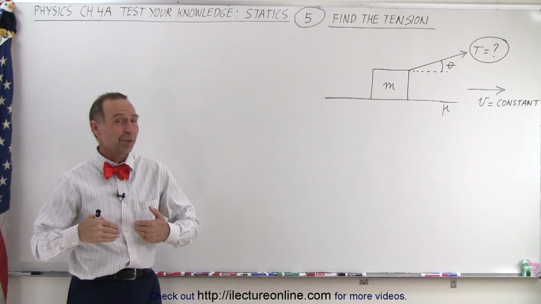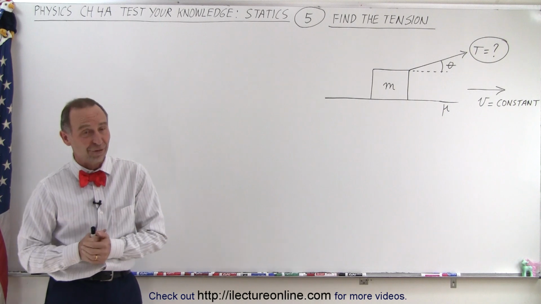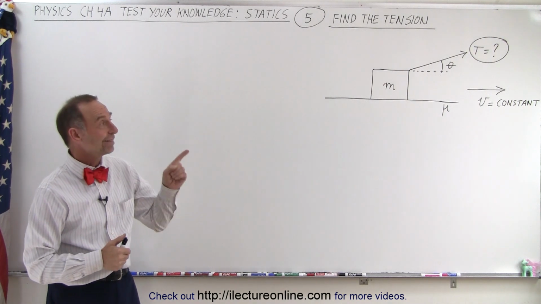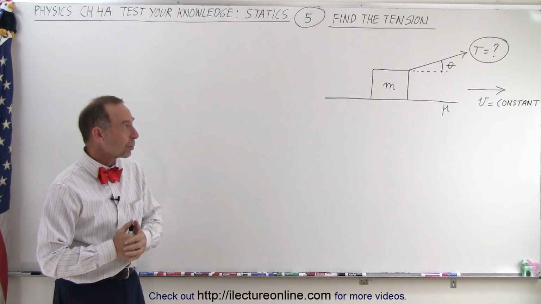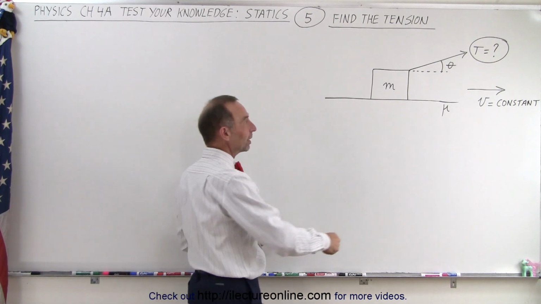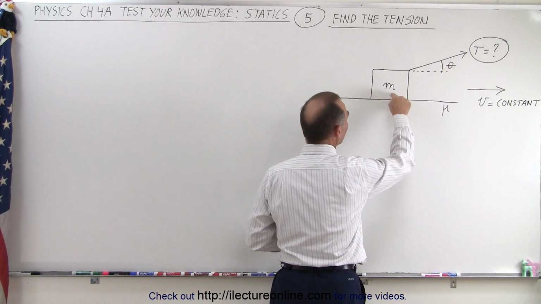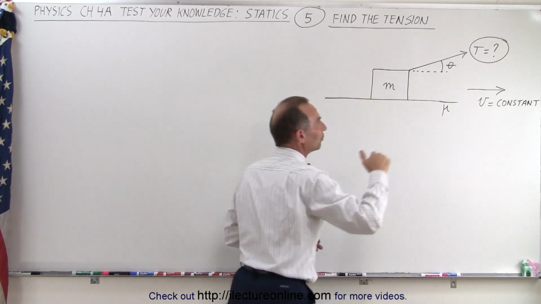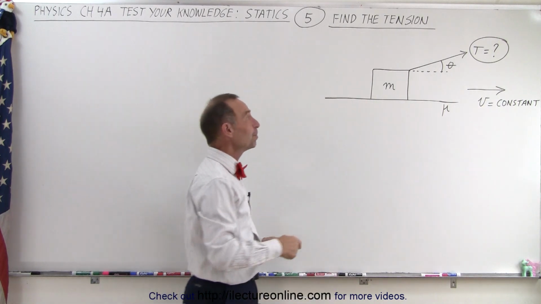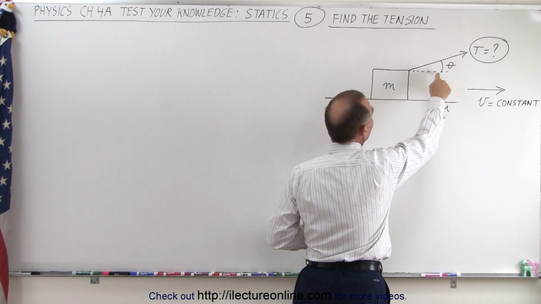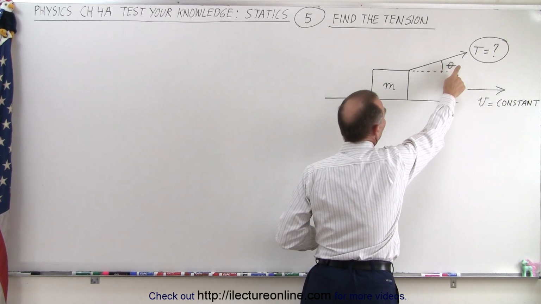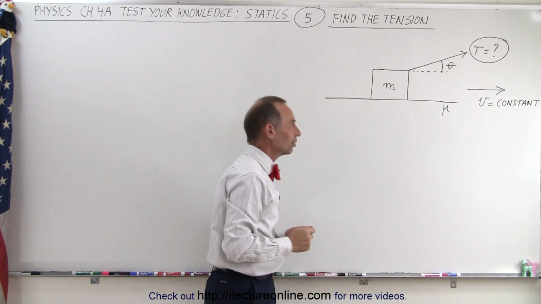Now for something a little bit more straightforward compared to the last video. Here we're trying to find the tension on that block with mass m, presuming that there's friction mu between the floor and the block, and that the block is moving to the right at a constant velocity. Notice that the tension is acting at an angle theta above the horizontal.